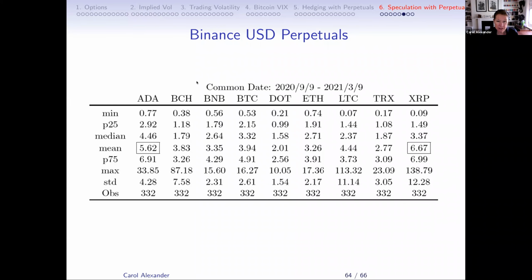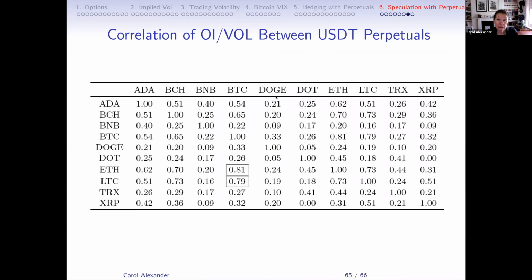So against the USD perpetuals, there are fewer of those. Most of the perpetuals are Tether perpetuals. And here you see that Ripple and Cardano are the most speculative coins on Binance on average. And again, this should be volume over open interest. I'll correct that.